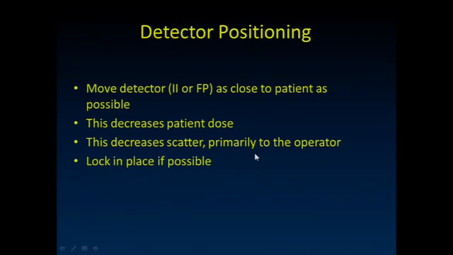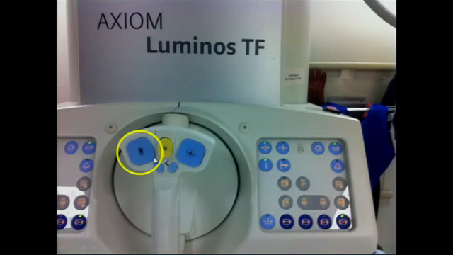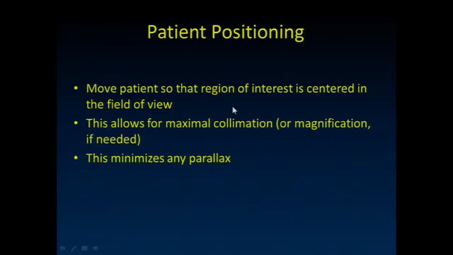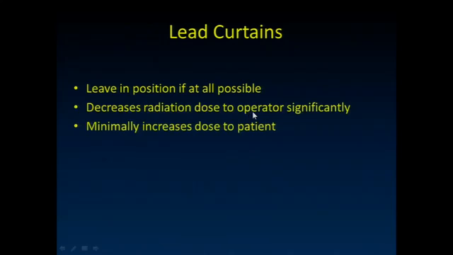I always like to lock it in place if I'm doing the type of study which allows for that to be done. Here's where we can move the patient left or right, up or down. Move the patient so that the region of interest is centered in the field of view. That allows you to collimate maximally or magnify if necessary. I'm going to talk about magnification in a second. And this minimizes any parallax that might occur. So really, in terms of the best image quality, get the region of interest that you want to look at centered in the II.